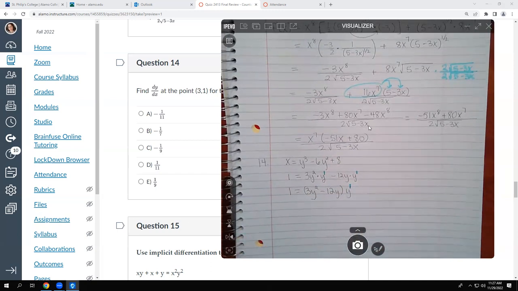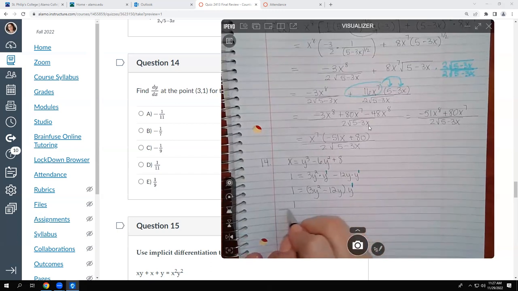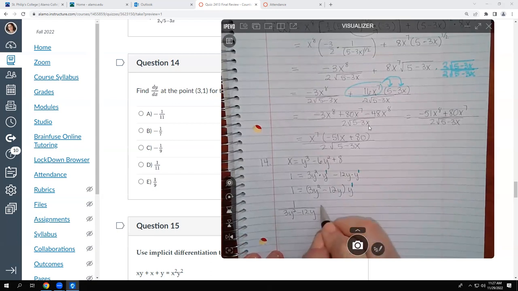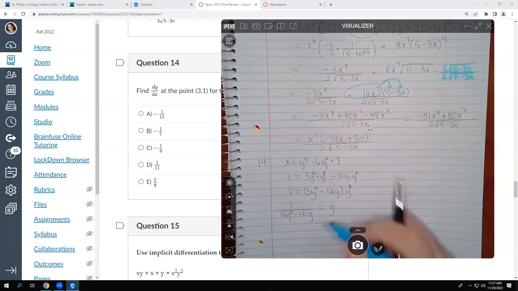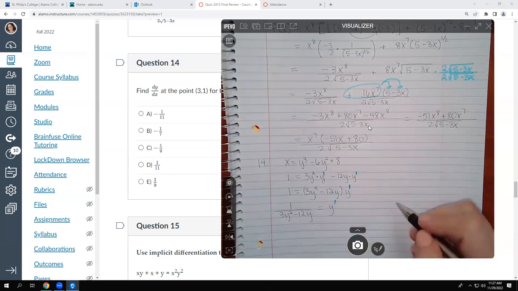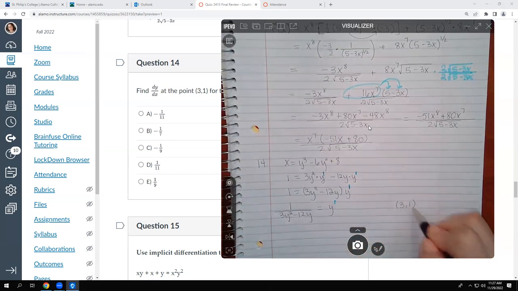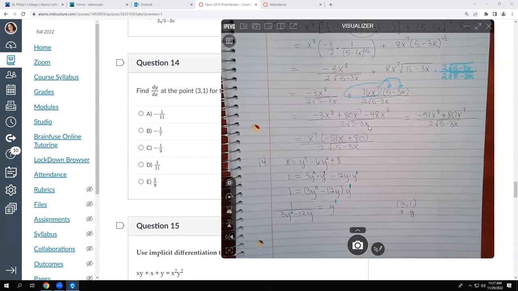And then how do I get the y prime completely by itself? I'm going to divide by that big bubble on both sides. It'll cancel on the right side, leaving me with the y prime. But I have that fraction on the left-hand side. And it did say find dy dx at this specific point, 3, 1. So if I'm talking about the point 3, 1, this is the x value, and that's the y value, right? So we're just going to plug them in.